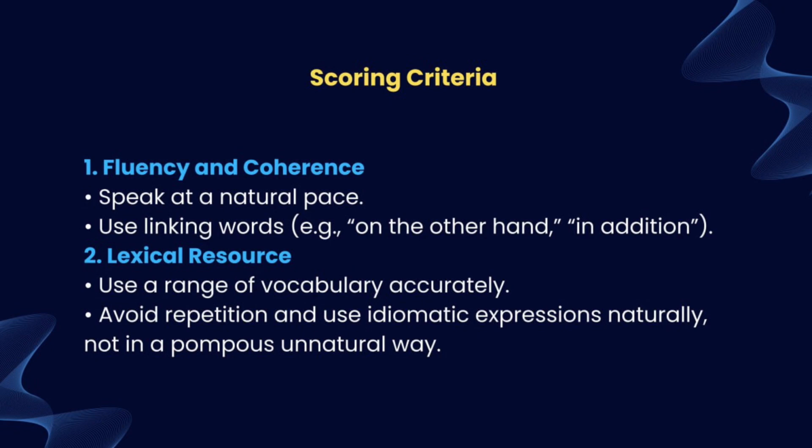Scoring criteria. Your IELTS speaking score is based on 4 main criteria. Understanding these will help you improve your performance and maximize your score. 1. Fluency and coherence. Speak at a natural pace without unnecessary pauses or hesitations. Use linking words and phrases like "on the other hand," "in addition," or "as a result" to connect ideas smoothly. Keep your ideas organized and logical, avoiding fragmented or disjointed answers.